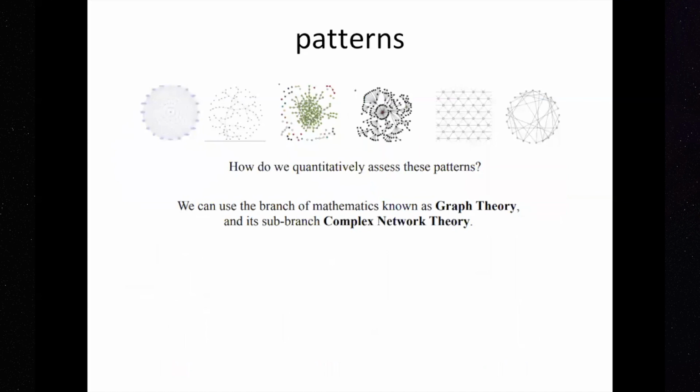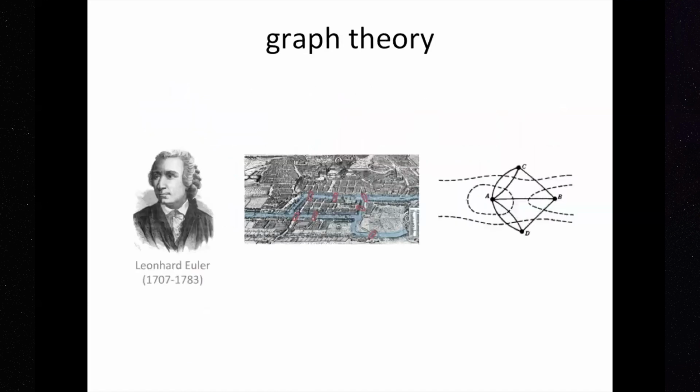And how can we quantitatively assess those patterns? Well, we can use a branch of mathematics known as graph theory, and also a sub-branch when it comes to neuroscience, complex network theory. And let me give you a little bit of an introduction about the history of graph theory, although it is only recently applied in neuroscience, and by recently I mean during the last 15 years, maybe. So in 2005, I think it all started.